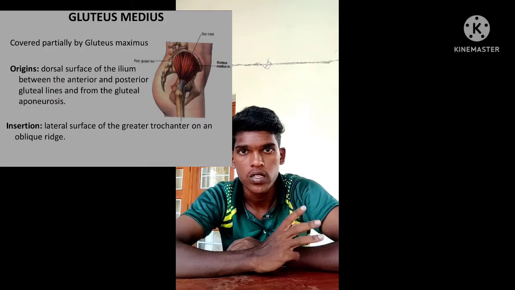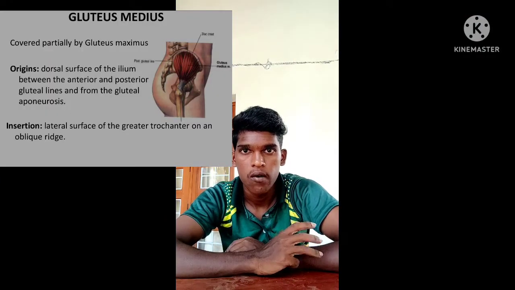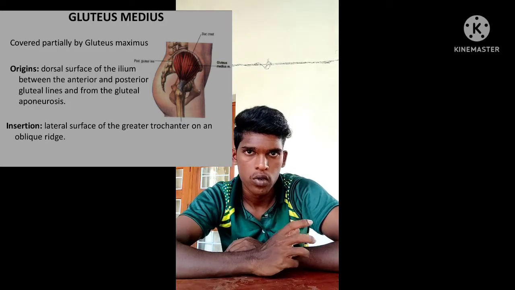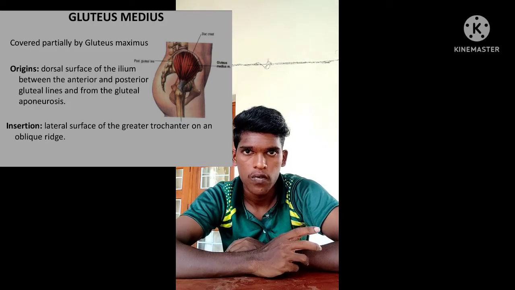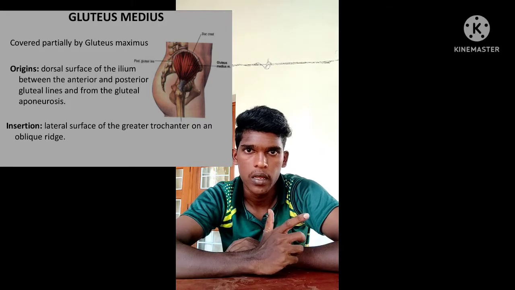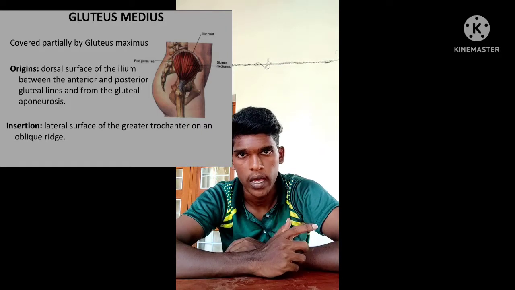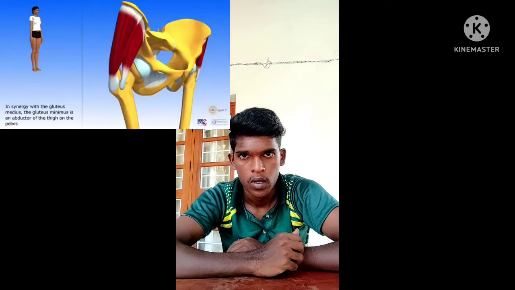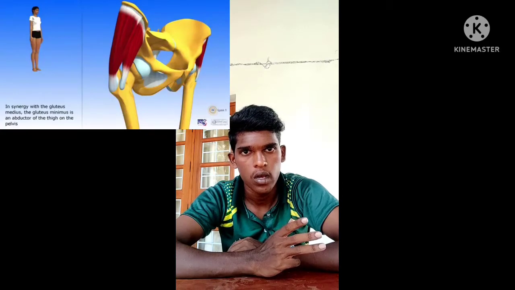Now let's move on to the next topic, that is gluteus medius. It is covered partially by gluteus maximus, and the origin of gluteus medius is the dorsal surface of the ilium between the anterior and posterior gluteal lines and from the gluteal aponeurosis. The insertion of gluteus medius is the lateral surface of the greater trochanter on an oblique area.